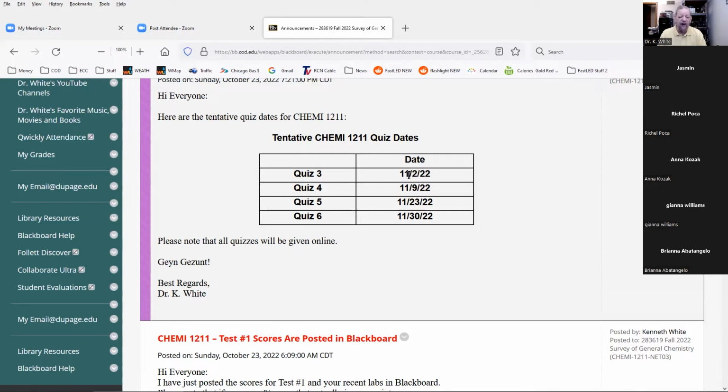Now, please note all quizzes will be on Wednesday. You'll have until Thursday morning, 12 p.m., to hand it in. They'll all be online. Only test 1, test 2, and the final exam will you have to take at the COD testing center. And again, here are these dates. You should have been sent an email for this.